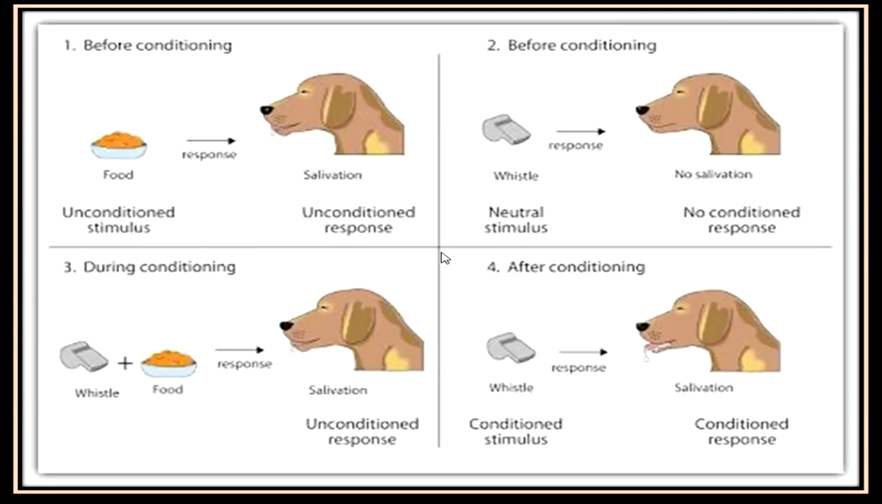So here you can see that before conditioning, when the food was there, seeing the food, which was the unconditioned stimulus, the dog gave the response by salivating, which was the unconditioned response. Then a bell or a whistle was introduced, which was a neutral stimulus that led to no salivation, so no unconditioned response. During conditioning, every time the bell was rung or the whistle was blown, the food was then served. So the dog responded by salivating. This he called the unconditioned response, and after the dog got conditioned to this, only the ringing of the bell or the whistle, which was a conditioned stimulus now, led to a conditioned response of salivation by the dog.